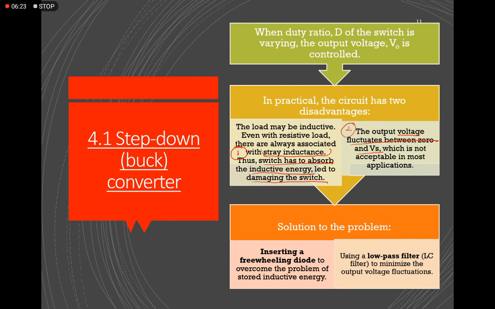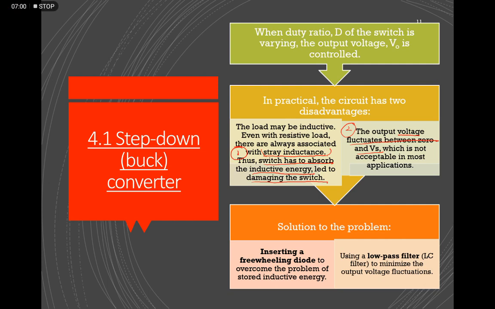So for example, let's say that your input voltage is 100 volts, which means that it will fluctuate from 0 volts to 100 volts. So you can see it has a huge range of fluctuation, which is quite troublesome for the operation of the DC to DC converter. Normally it will not be acceptable because of that wide range of fluctuation. So how to solve these two problems over here?